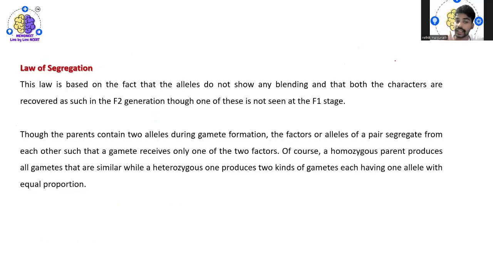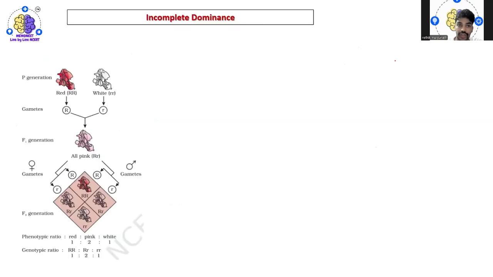The parents contain two alleles. During gamete formation, the factors or alleles segregate from each other such that a gamete receives only one of the two factors. Of course, a homozygous parent produces all gametes that are similar, while a heterozygous parent produces two kinds of gametes, each with one allele in equal proportion.